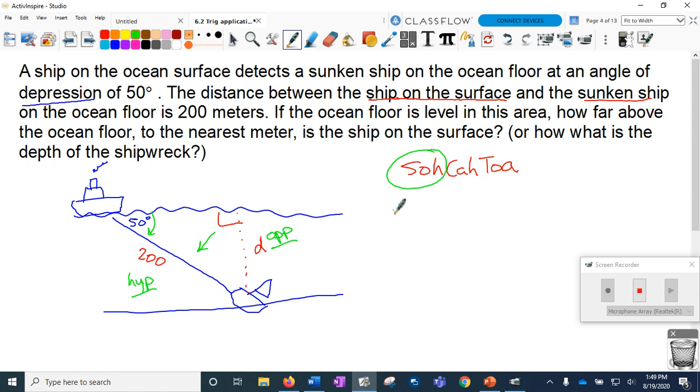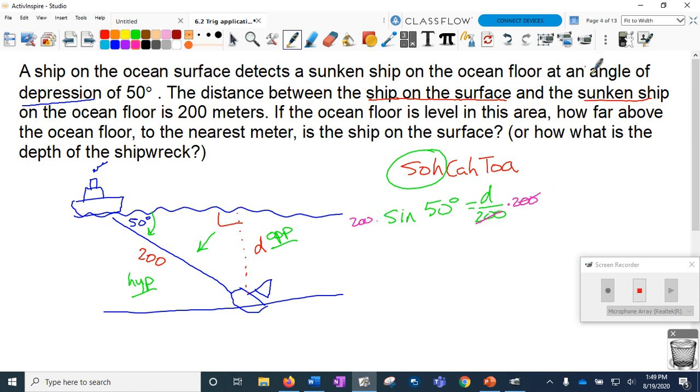So we're going to do sine of 50 degrees is equal to opposite d over hypotenuse 200. That's our setup. Sine is opposite over hypotenuse. How do I solve that? If I want d by itself, I have to undo division. I undo division with, that's right, multiplication. Multiply both sides by 200, and here's where we go through and calculate.